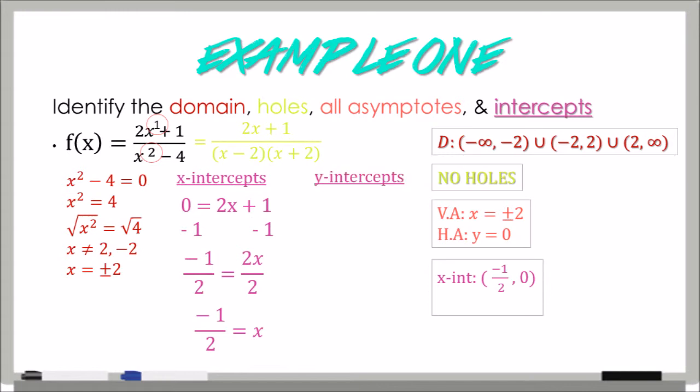For our y-intercept, we plug in 0 for x. When we plug in 0 for x here up top, I'm left with 1, and then on the bottom, I'm left with negative 4. So our ordered pair is 0, negative 1/4.